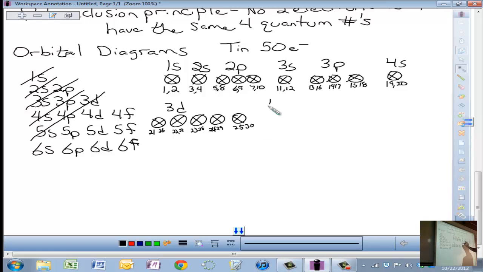After 3d came 4p. P has 3 circles. So 31, 32, 33, 34, 35, and 36. After 4p was 5s, 37, 38. After 5s comes 4d.